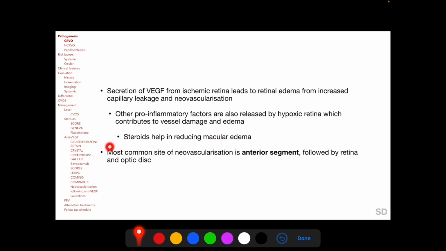The most common site of neovascularization in CRVO is the anterior segment on the iris and in the angle, followed by retina and the optic disc, and this is very important to remember.